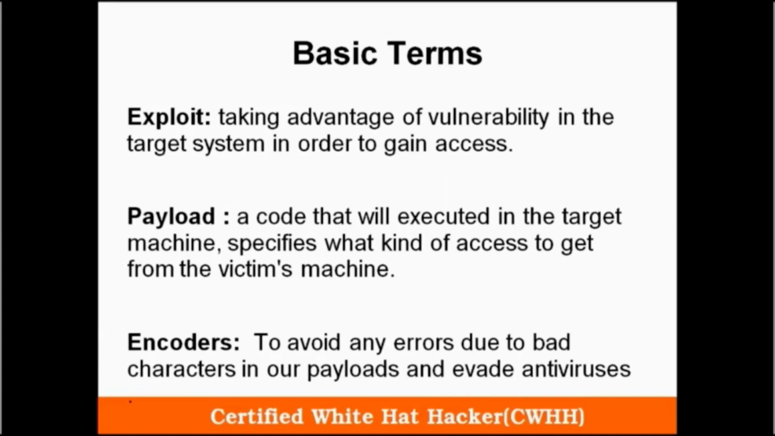So there are some basic terms that you need to know before we look into Metasploit. So what is an exploit? An exploit is something that takes advantage of a vulnerability in a target system in order to gain access to it. And a payload is a code that is executed on the target machine after the exploit is run. And an encoder is used to avoid any errors due to bad characters, and also sometimes to evade antiviruses.